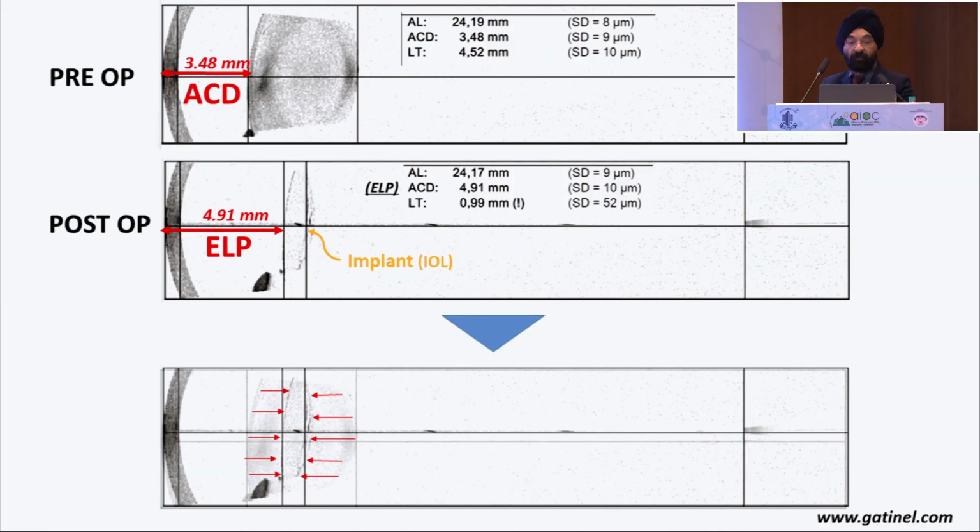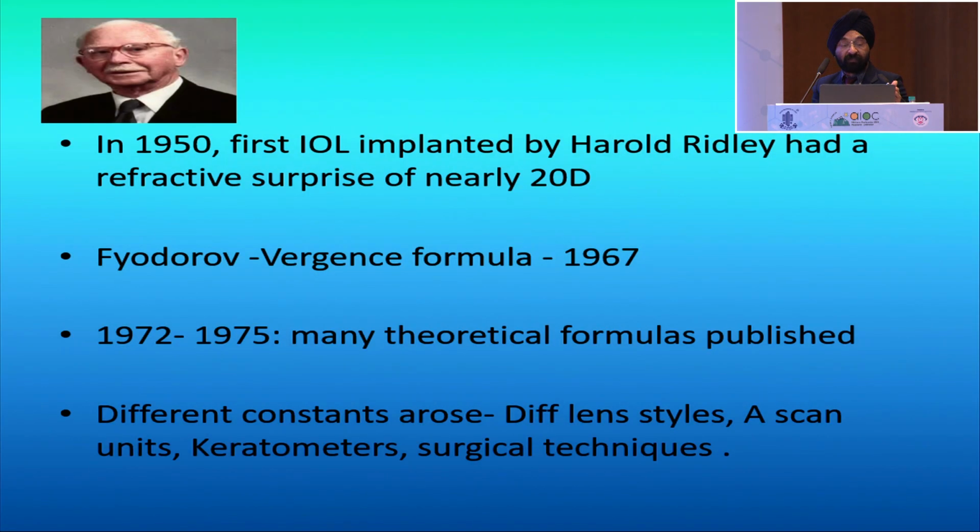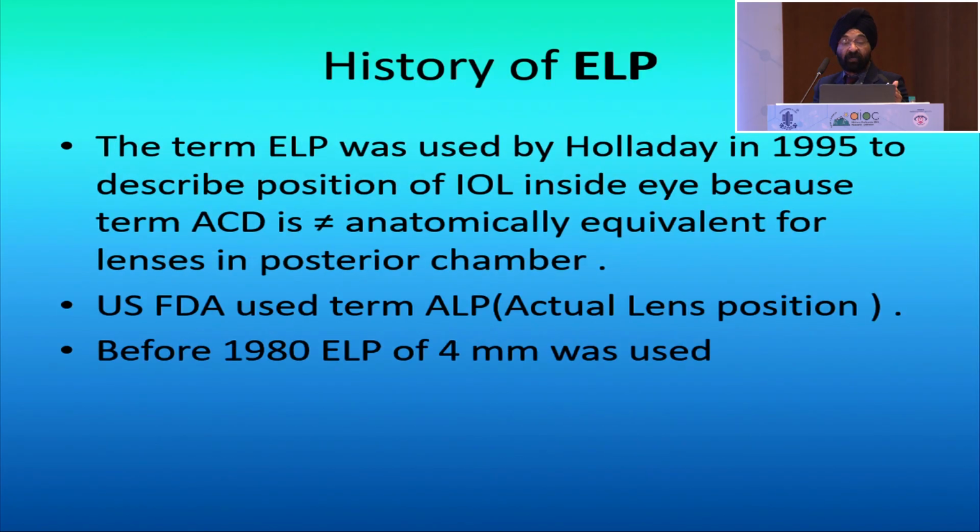Why does it happen? Because preoperatively the anterior chamber depth is different from the postoperative anterior chamber depth. This is because the crystalline lens, which is about 4 or 4.5 millimeter, is replaced by a lens which is less than 1 millimeter. So the anterior chamber depth changes, and that's why the effective lens power, the effective lens position of the IOL also changes. In 1950, when the first IOL was implanted by Harold Ridley, it had a refractive surprise of nearly 20 diopters.